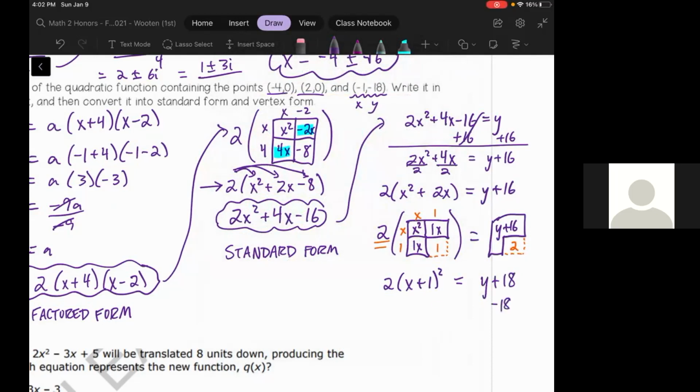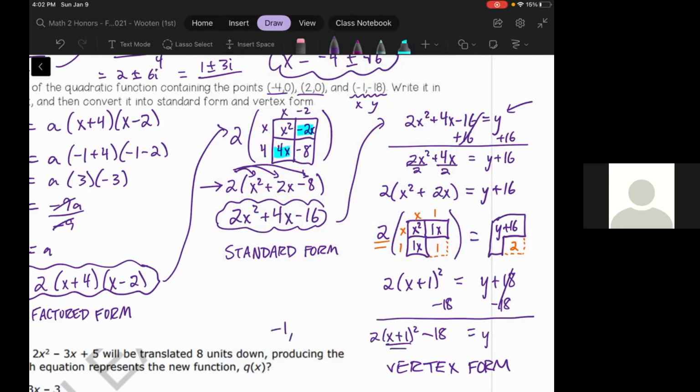And then finally, I will take away 18 from both sides so that this gets back equal to just y, like the original problem did. And then we get 2 times x plus 1 squared minus 18. That's the vertex form. And if I wanted to know what the vertex was, remember it would be the value we could plug into this parentheses right here that would make it a 0. So that would be -1 for the x. And then if we plug that -1 in, then this whole term right here just becomes equal to 0, and it would just kind of cancel out, leaving -18 for the y.